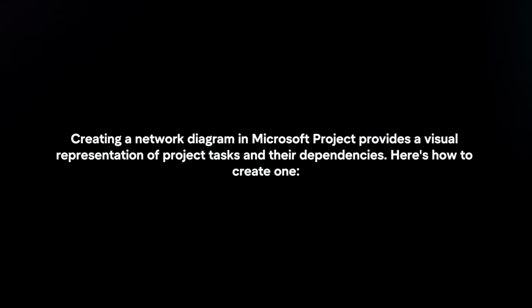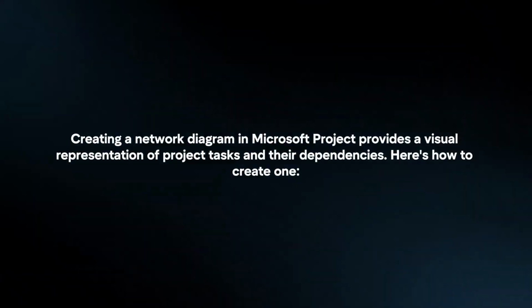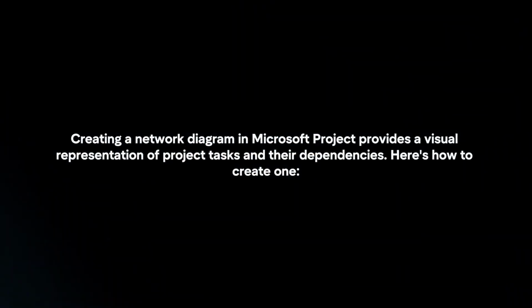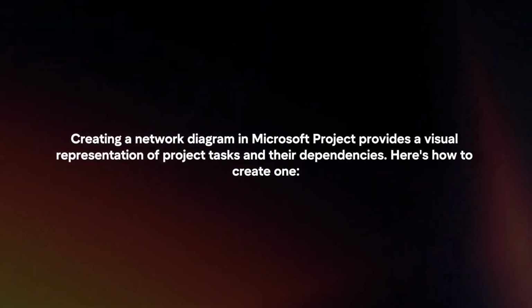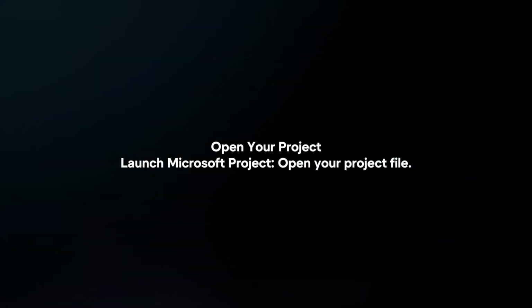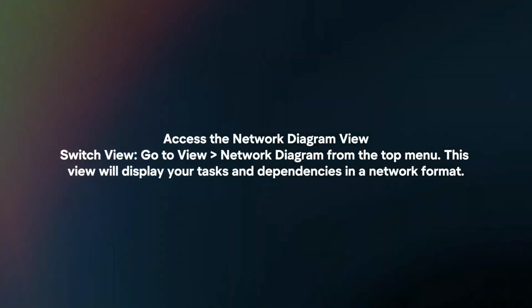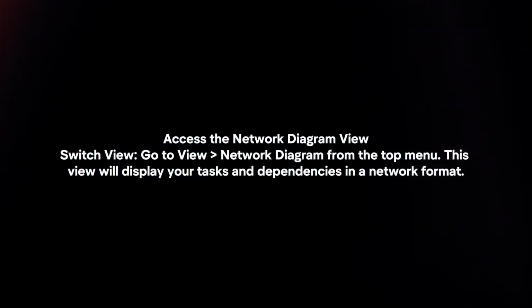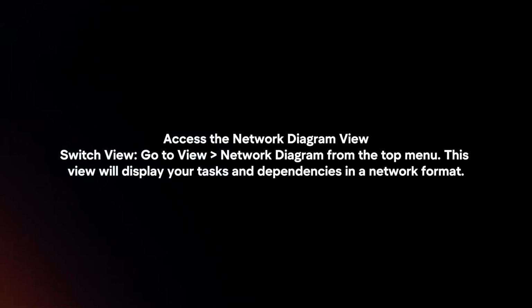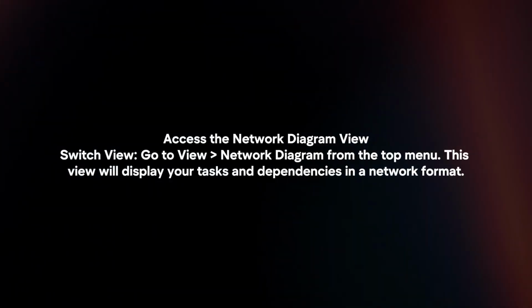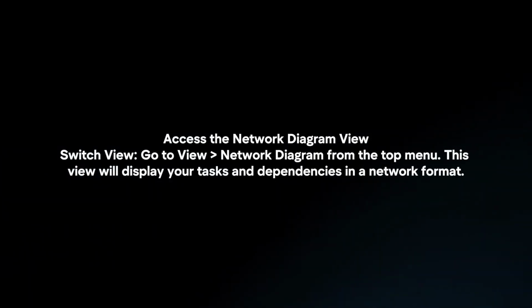Creating a network diagram in Microsoft Project provides a visual representation of project tasks and their dependencies. Here's how to create one. Open your project: launch Microsoft Project and open your project file. Access the network diagram view: switch view, go to View, Network Diagram from the top menu. This view will display your tasks and dependencies in a network format.